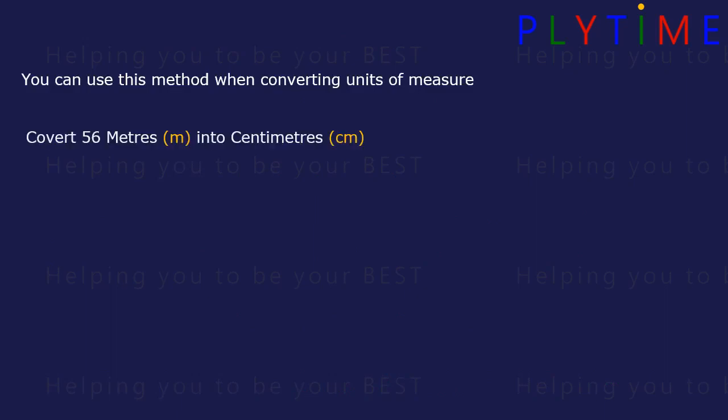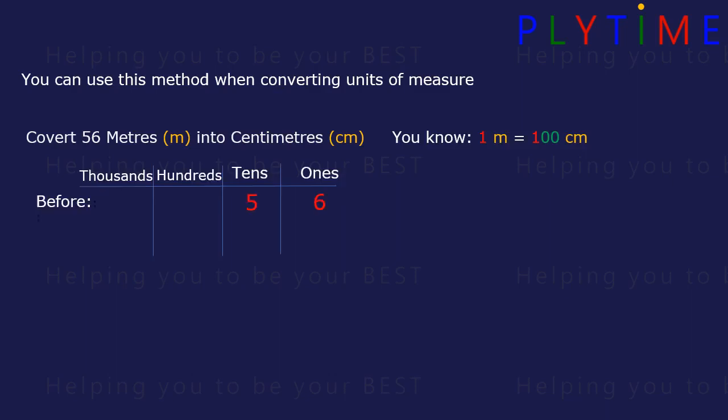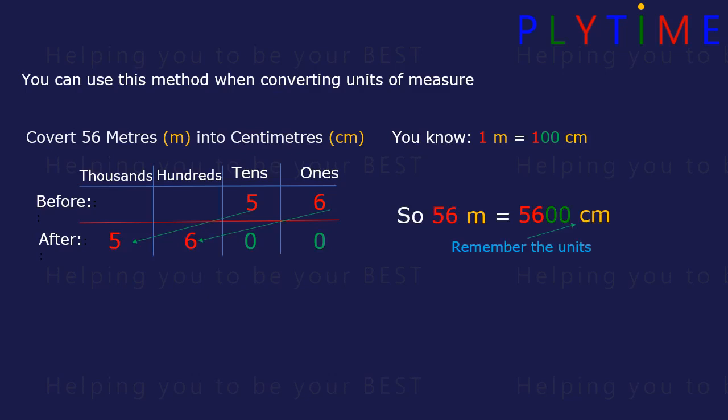Convert 56 metres into centimetres. We know 1 metre equals 100 centimetres. So we had 56, and after we move the digits 2 places to the left and fill with 2 zeros, 56 metres is 5,600 centimetres. Don't forget the units.